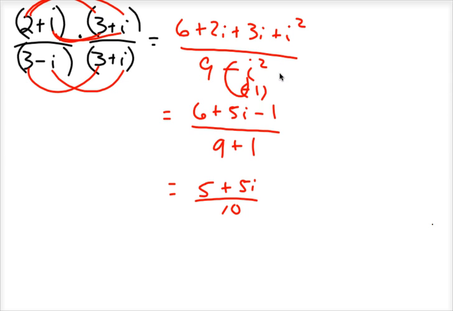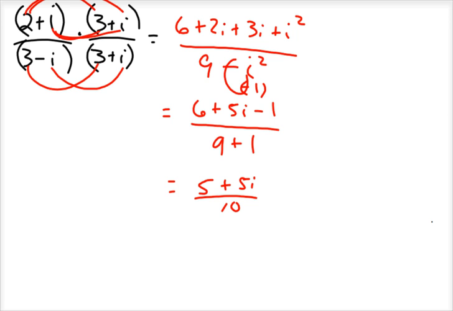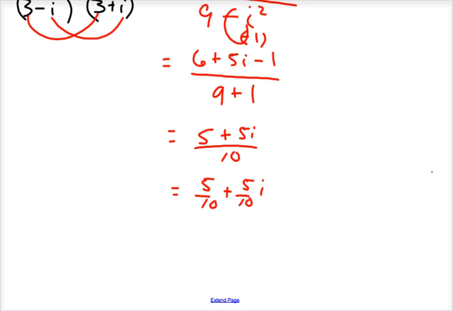I'm going to change that into 5 over 10 plus 5 over 10i. Divide them both by 10. That's not quite done because we would never leave 5 over 10 as an answer. You've got to reduce those. So our final answer would be 1 over 2 plus 1 over 2i. Kind of a long problem.